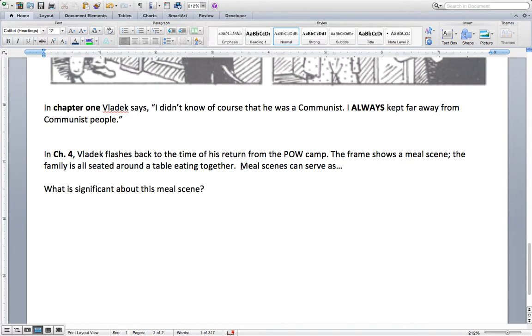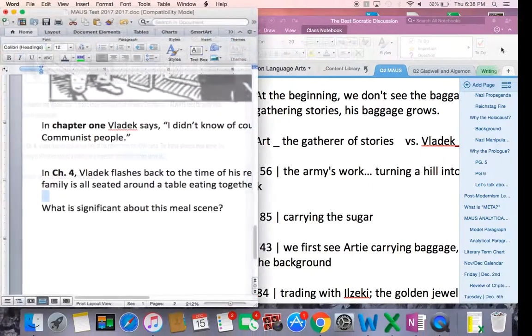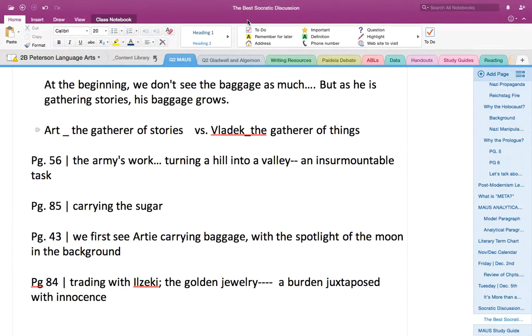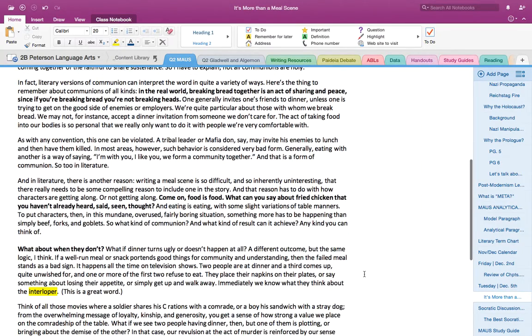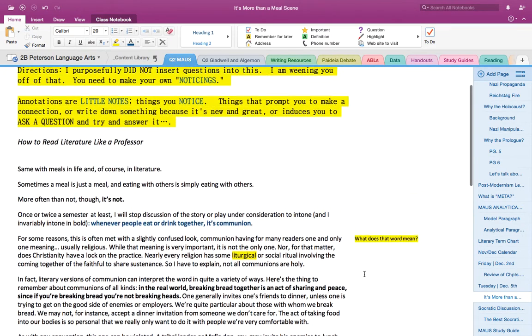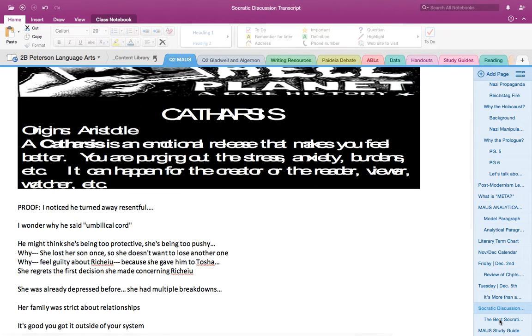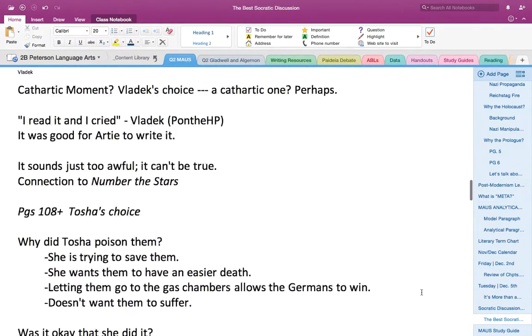And then, of course, I'm going to ask you about the meal scenes. So that's, again, where you can turn to your Socratic discussion because we wondered about meal scenes. And I gave you a page about how it's more than a meal scene. So those are some things that I would do before the test. I would go over the study guide. I would read over my class's Socratic discussion. And then I would read over the best Socratic discussion that I dropped in for you. Okay, hope this helps.